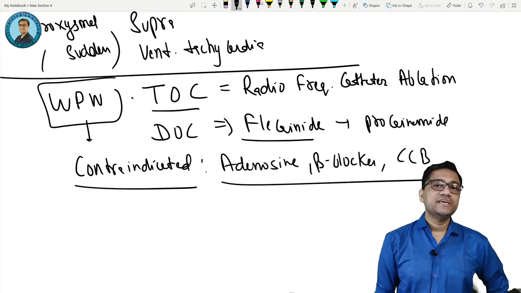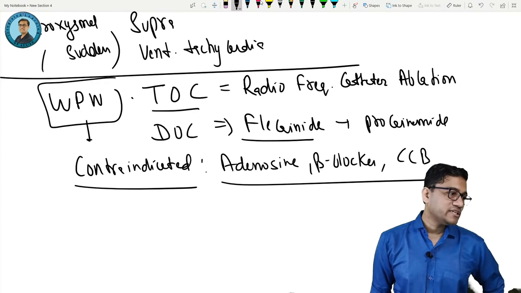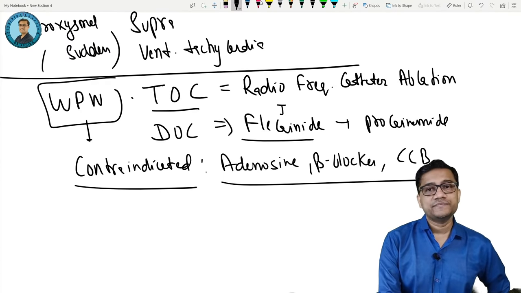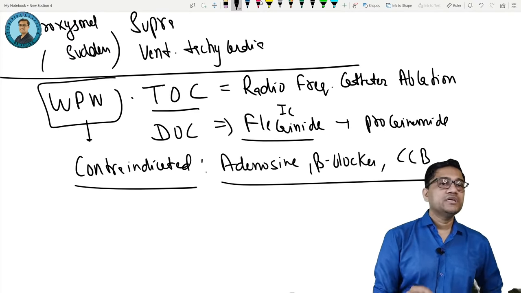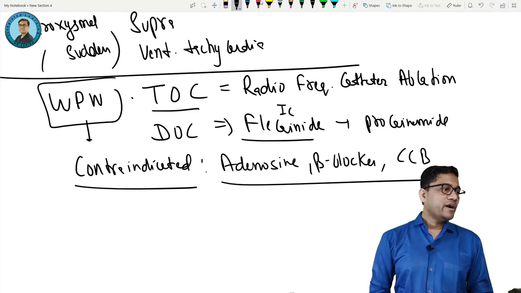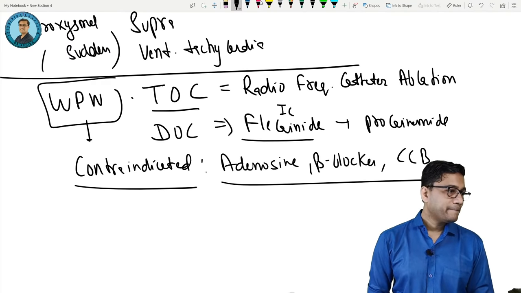But the drug of choice is flecainide. Yes, group 1C antiarrhythmic, very good: 1C, flecainide, and procainamide. Are you clear?